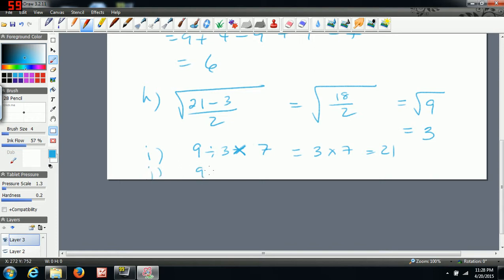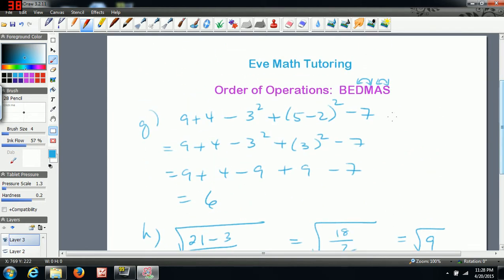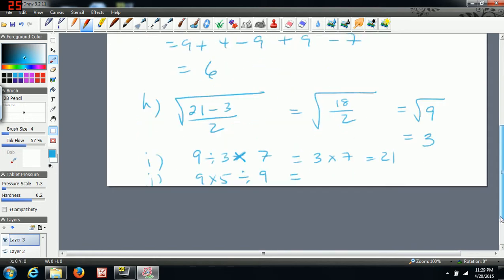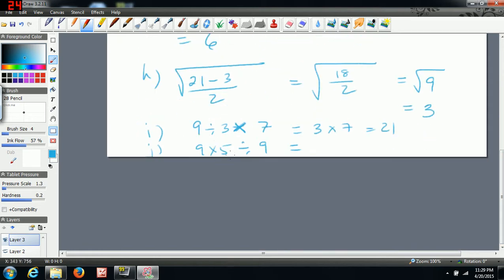Say we have 9 times 5 divided by 9. So now in this case, again, you do whichever one comes first, because division and multiplication, like I said, are interchangeable, so you do whichever one you see first in the question. So in this case, 9 times 5 is 45 divided by 9, so that would just be 5 as the final answer. Okay.